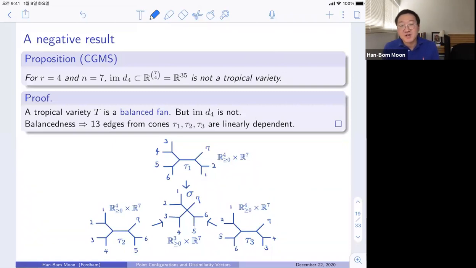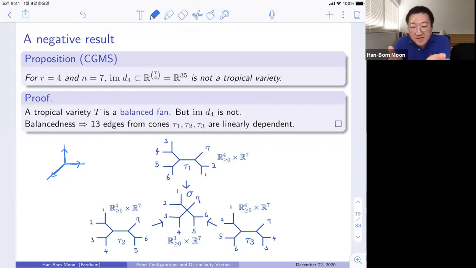In general, a tropical variety is a balanced fan. I'm not going to explain the definition of a balanced fan, but here is a one-dimensional example. If we draw a one-dimensional tropical variety, then locally it looks like this one. We can find 3 vectors spanning 3 different cones, and these 3 vectors are never linearly independent, right? So if we have a higher-dimensional cone, then you can find the ray generators of the cone, and the ray generators always have some sort of linear dependence condition.